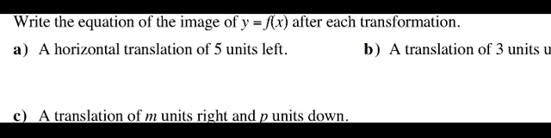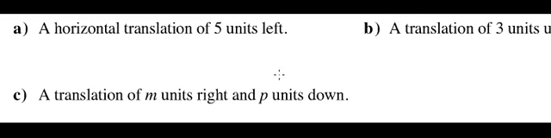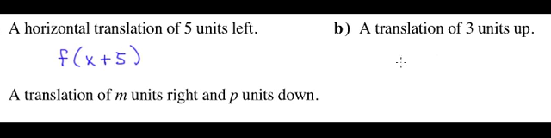And finally, write the equation of the image after each transformation. So 5 units left. If it's going to be horizontal, left or right, it's got to be inside the brackets like this. And to go to the left, we need a plus 5. If instead we're going 3 units up, then we don't want anything inside the function. Up is vertical, so we want a number outside the function, and up would be plus, like so.